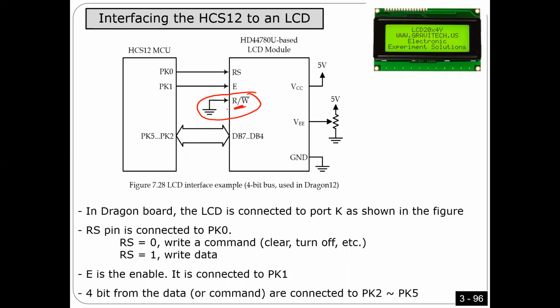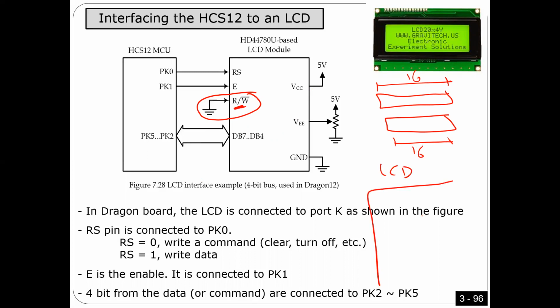read or write. What do you mean by read or write here, and why do you ground it here? I'm going to tell you. The idea is that I told you guys in our LCD we have 16 characters, and we have another 16 characters here. It's 2 lines. Every line has 16 characters. Inside the LCD itself, there is a memory. This memory is 32 bytes.